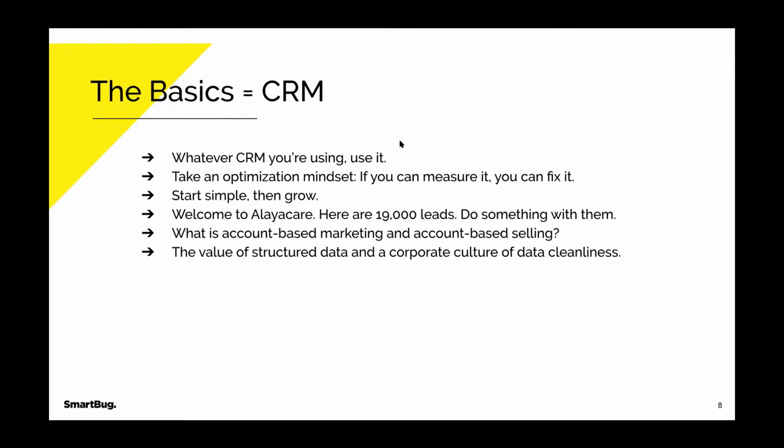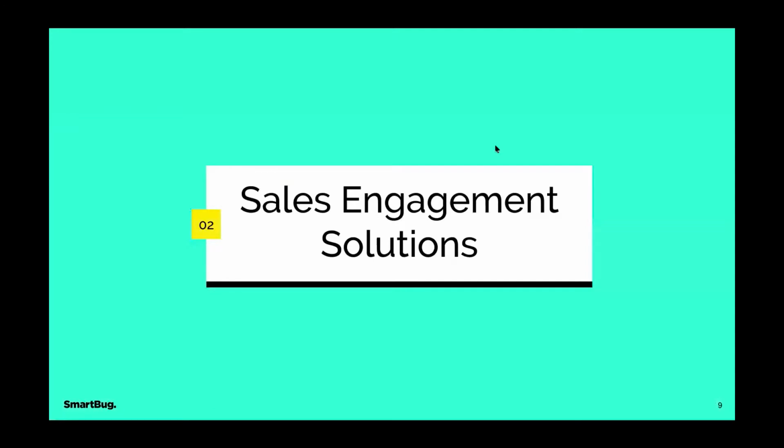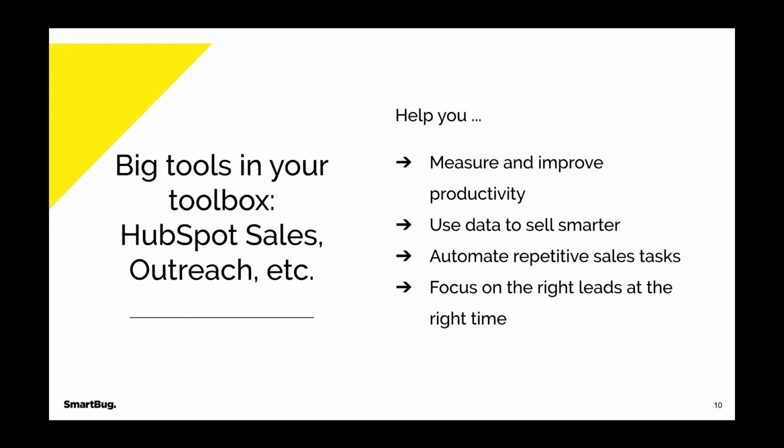I love it. So once we talk about having those basics set up, we really talk about some next stage tools like sales engagement solutions that help you continue working smarter as a sales team. Sales engagement solutions are tools like HubSpot Sales, Outreach. They're really big tools with a lot of rich features that at the end of the day help you measure and improve the productivity of your team, use data to sell smarter, automate some of your really repetitive sales tasks, and then focus on the right leads at the right time.